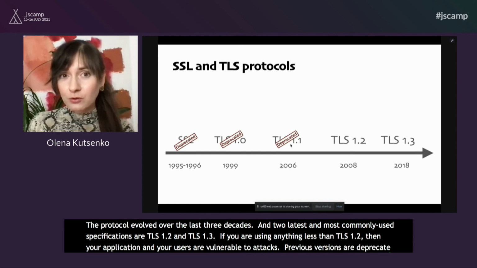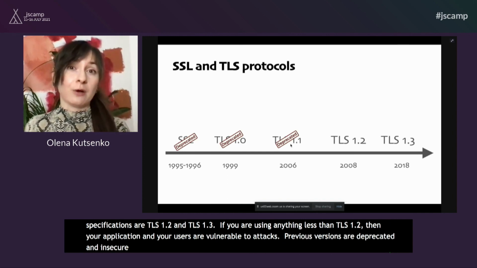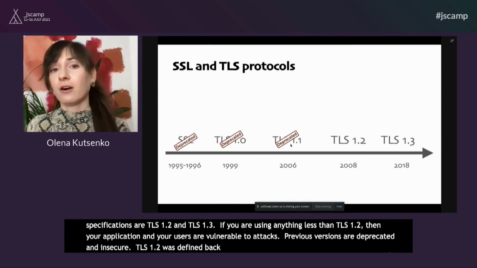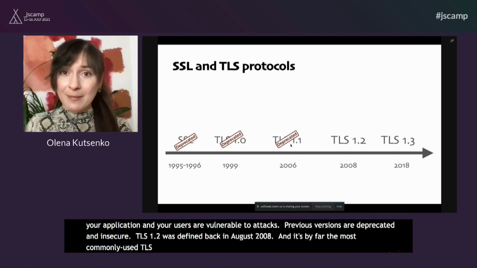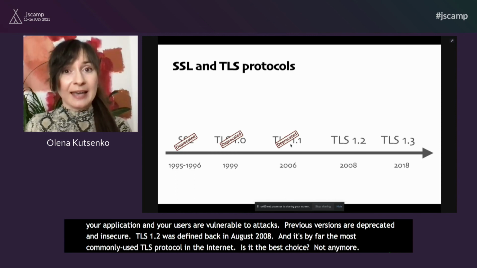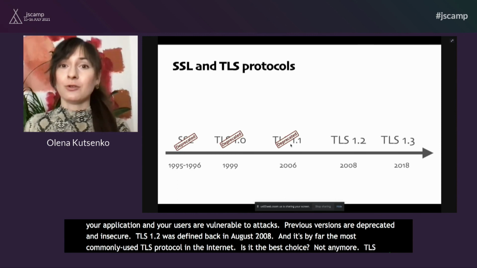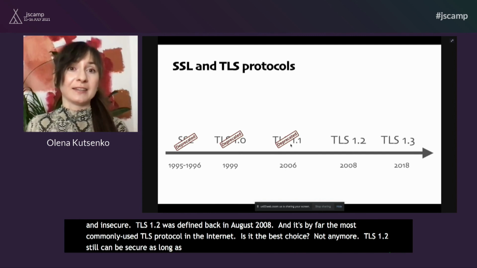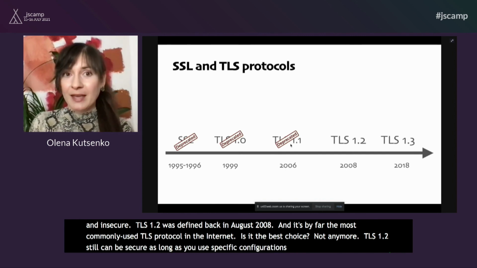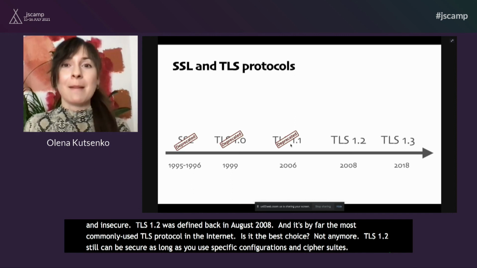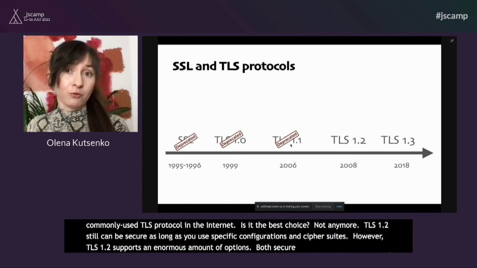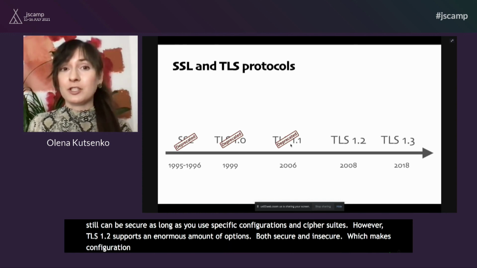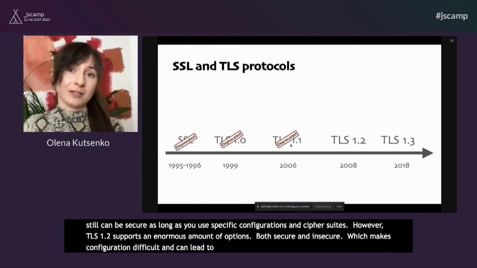TLS 1.2 was defined back in August 2008 and is by far the most commonly used TLS protocol in the internet. Is it the best choice? Not anymore. TLS 1.2 still can be secure as long as you use specific configurations and cipher suites. However, TLS 1.2 supports an enormous amount of options, both secure and insecure, which makes configuration difficult and can lead to misconfigurations and vulnerabilities to attacks.